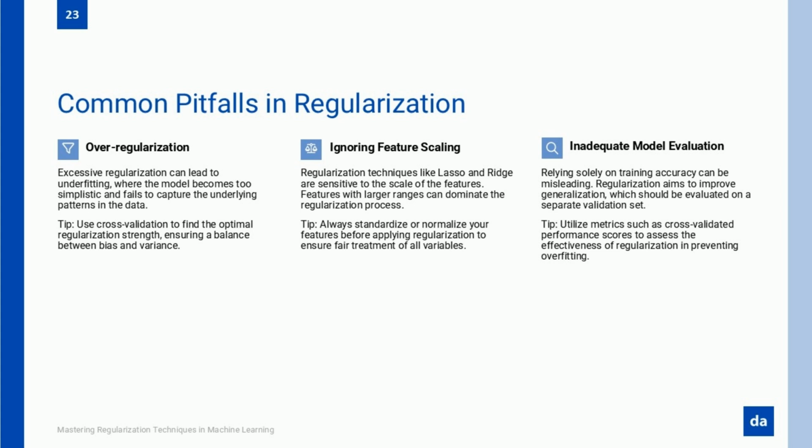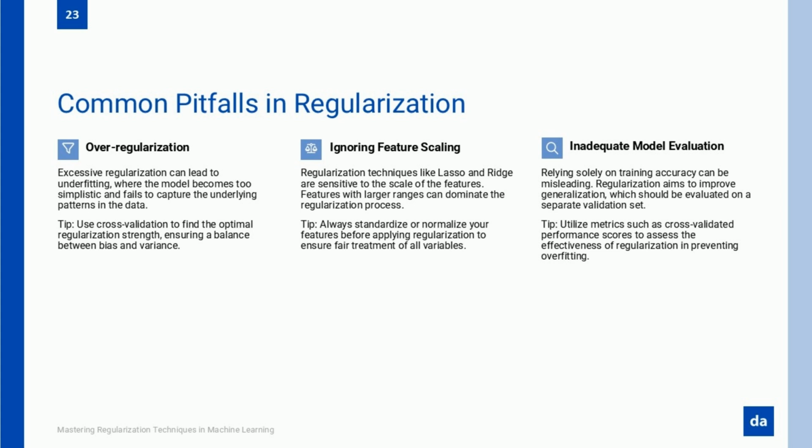Here's a lesser-known but critical pitfall: ignoring feature scaling when using regularization techniques like Lasso, L1, or Ridge, L2. Regularization penalizes coefficients based on their magnitude, but if your features are on vastly different scales, say one feature ranges from 0 to 1, while another ranges from 1,000 to 10,000, the penalty will disproportionately affect features with larger values, regardless of their importance. This can lead to biased results, where the model underestimates the importance of certain features simply because they're on a different scale.